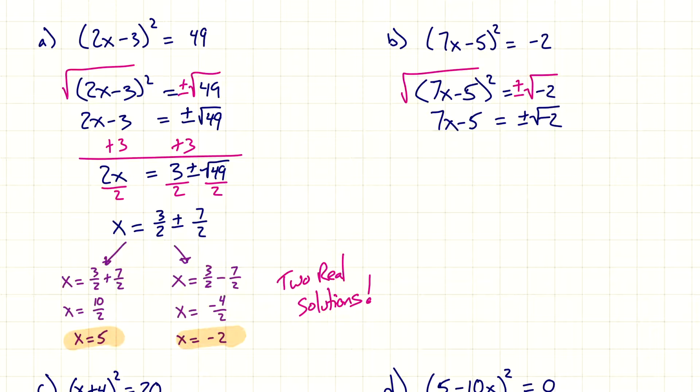I'm just going to finish this off by adding 5 to both sides, leaving us with 7x equals 5 plus or minus the square root of negative 2. Divide both sides by 7.